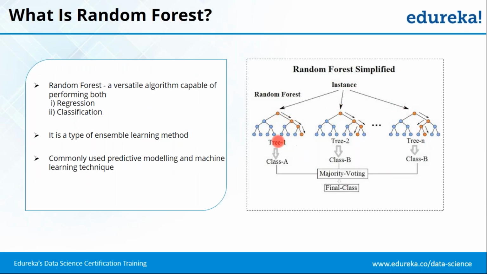So now tree 1 results in a final outcome called class A, and tree 2 results in class B. Similarly, tree 3 results in class B. So random forest will compile the results of all these decision trees and it will go by the call of the majority voting. Now since here two decision trees have voted in favor of class B, that is decision tree 2 and 3, therefore the final outcome will be in favor of class B. And that is how random forest works.